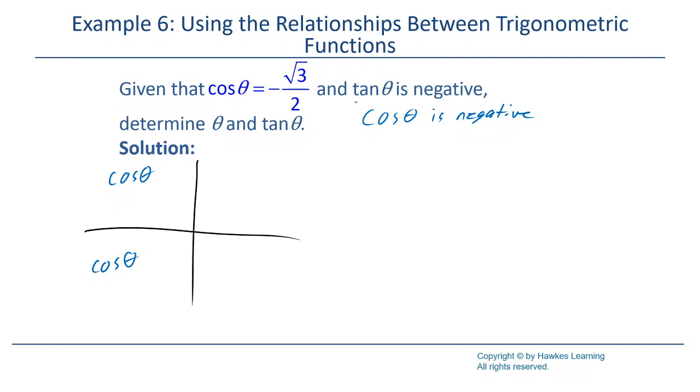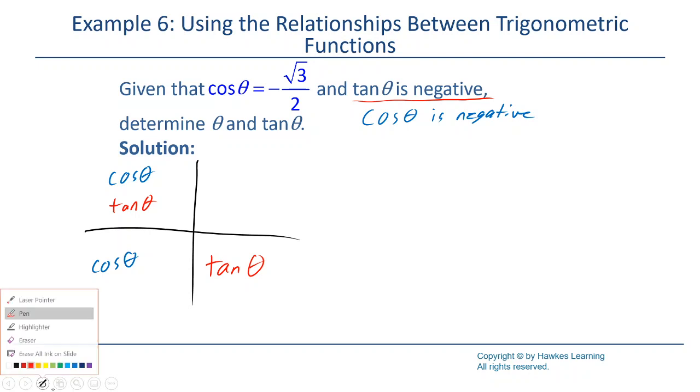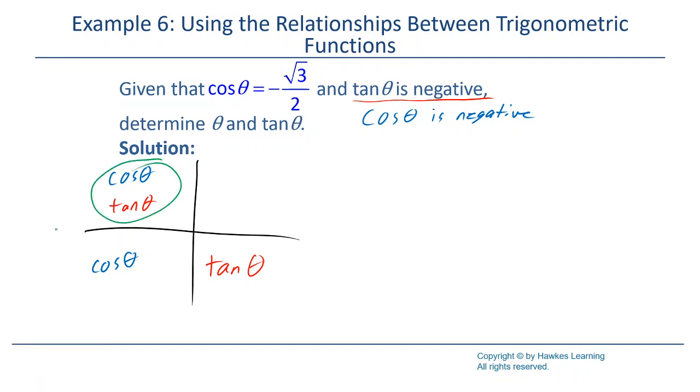And then if I go to tangent of theta being negative, well, I know for tangent to be negative, it has to be either in the second quadrant or the fourth quadrant. And as you can tell, we have a winner. Since cosine of theta and tangent of theta, the only place that cosine is negative and tangent is negative is the second quadrant. That's where it has to be.